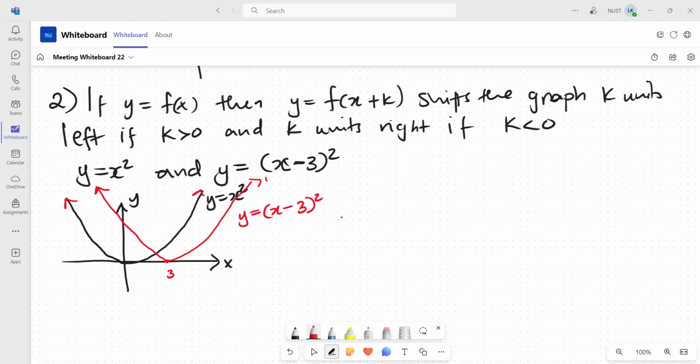So with x, when you're adding something directly to x, the shift is not that logical, I guess, because if you're adding something, you think I'm going to the right, but the effect is actually the opposite. So that means if you add 3, then the graph shifts to the left, and if you subtract, the graph shifts to the right.